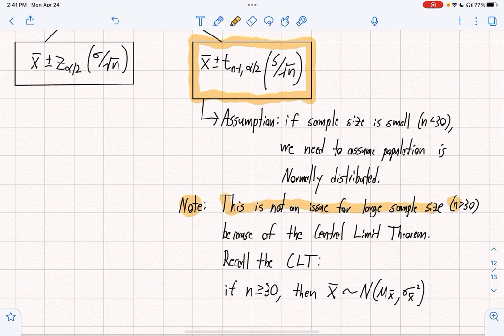By that I mean n bigger than 30. Why? Well, because of the central limit theorem. Let's recall what the central limit theorem says. It says that if our sample size is at least 30, so if n is at least 30, then we can assume that x bar is approximately normally distributed. Because if it's a small sample, that's where we need to make this assumption, and we need to assume that the population is normally distributed.